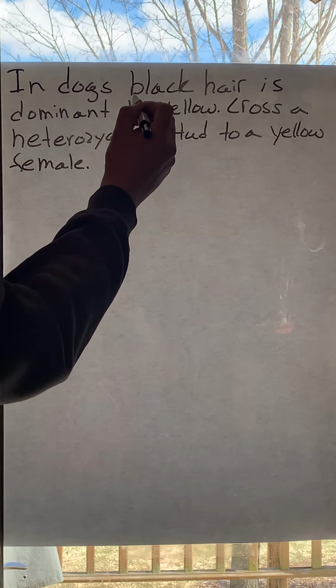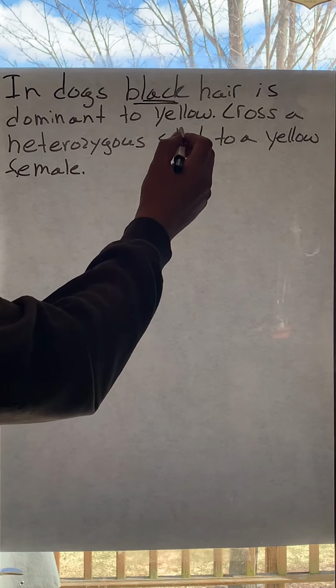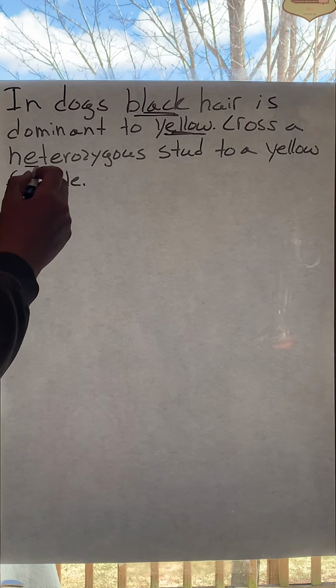Remember, you need to know dominant and recessive. In this problem, I gave you that black hair is dominant to yellow hair, so those are the two alleles that we're dealing with. And you need to know the difference between heterozygous and homozygous. Remember, heterozygous means different, homozygous means the same.